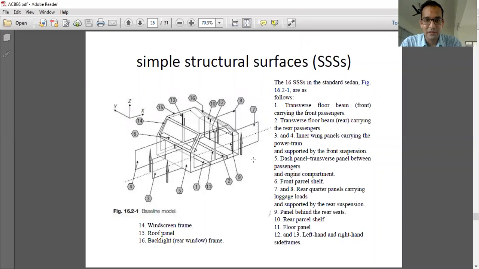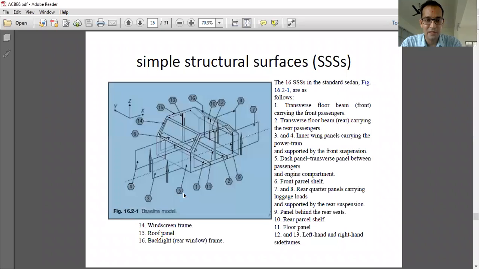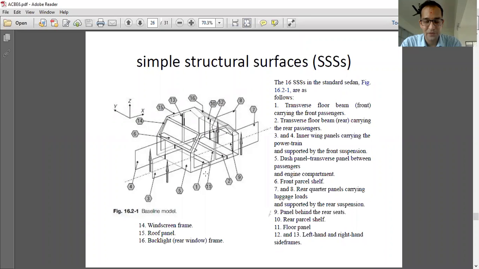We have the dash panel at the front, which helps us when a collision happens. This will separate out the collision impacts as well. This is holding the whole profile to maintain the structural stability of the body. Then the front panel for parcels, or shelf, you can say. Similarly, the rear shelf is also available. We have the floor panel, the whole panel, which helps us carry and hold the load. We have left hand side frame components, which hold the twisting of the whole body.